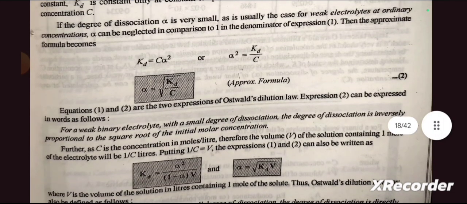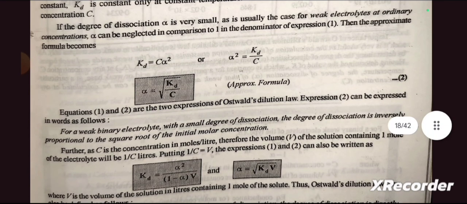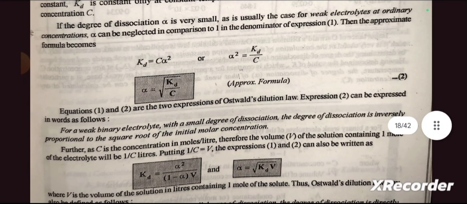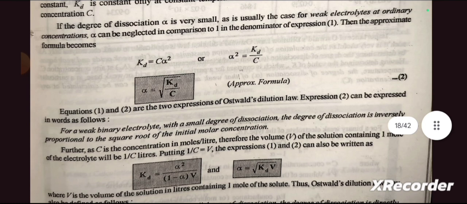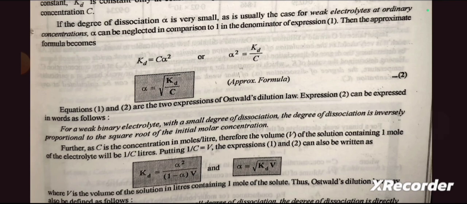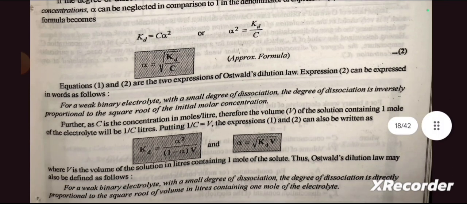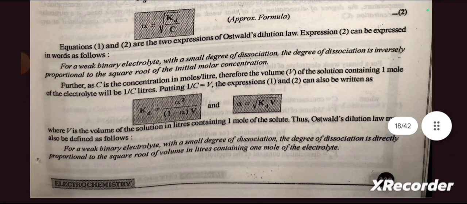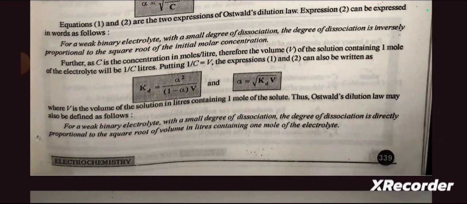If the degree of dissociation alpha is very small, as is usually the case for a weak electrolyte at ordinary concentration, alpha can be neglected in comparison to 1 in the denominator of expression 1. Then the approximate formula becomes Kd = C alpha square, or alpha square = Kd divided by C, so alpha = root of Kd divided by C. This is the approximate formula, the second equation. First and second are the two expressions of Ostwald dilution law.